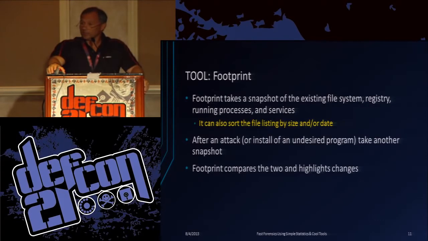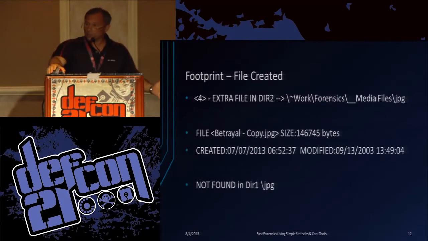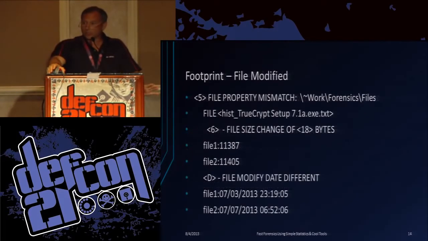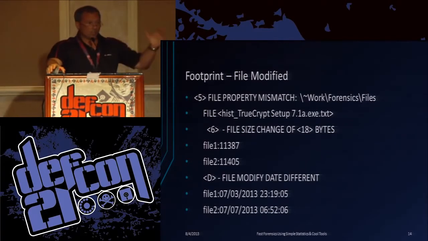Footprint can compare the two different log files. Here's all the files, what has changed. Same thing with registry keys, same thing with processes and services. This is just a sample output I'm going to go through real quick, just how it shows you if a file was deleted or a file was added. It's a very textual type program, but here's what it looks like when a file is modified. And it just creates this big log file, or small, if there haven't been many changes since the last footprint.